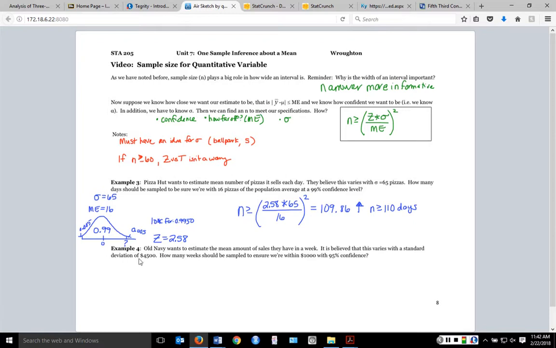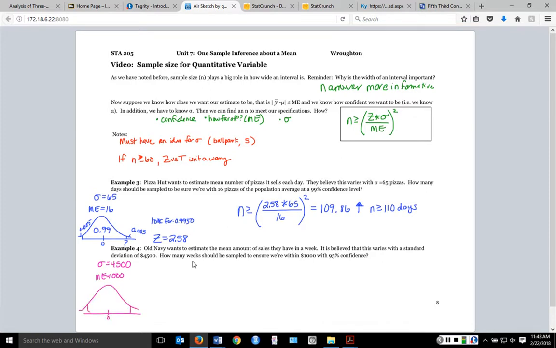Alright, with our last example here, Old Navy wants to estimate the mean amount of sales they have in a week. I believe it varies with a standard deviation of $4,500. We want to figure out how many weeks they should sample to be within $1,000, this time with 95% confidence.